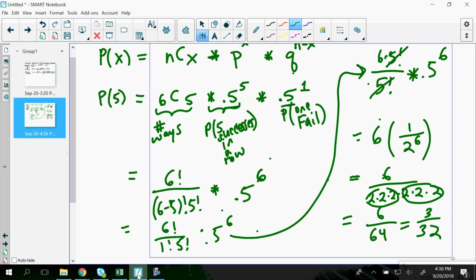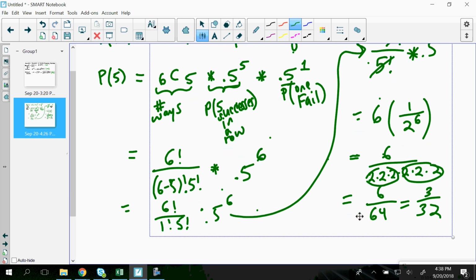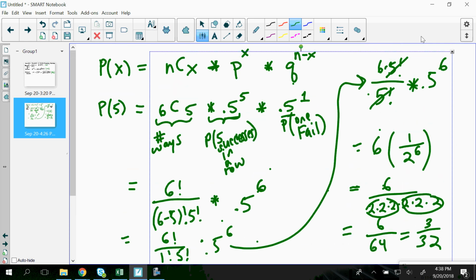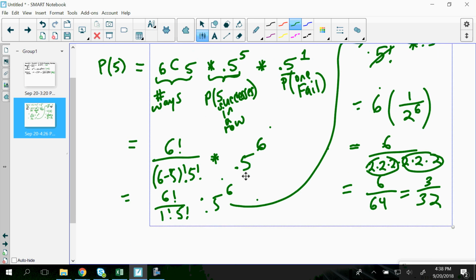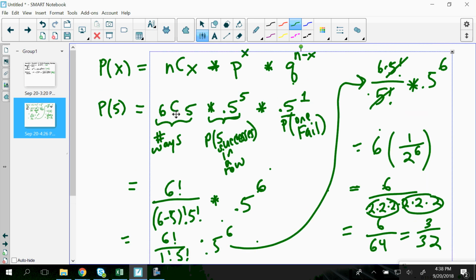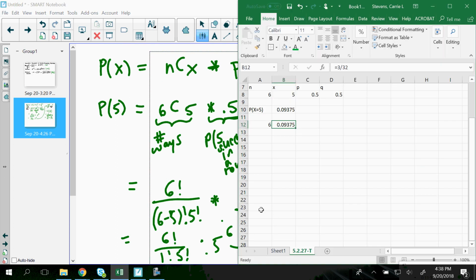Sometimes something I ask you to do is show how the formula works out on paper. I don't really care about all this stuff where you show every little step. This part I like right here, showing how to cancel out the factorial. That's definitely something you should try to do. But at least let me see that you used the general formula, and that you knew where to place the n, the x, the p, all that stuff, knowing how to use the formula. And then you can use Excel to help you with those calculations.